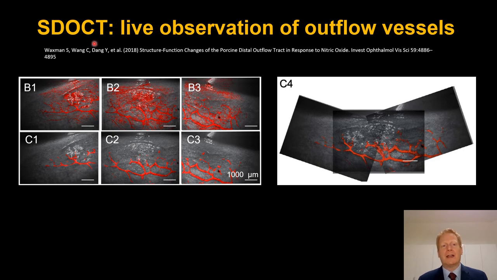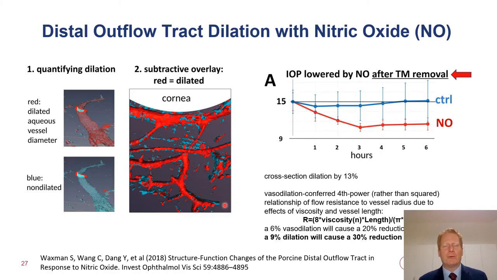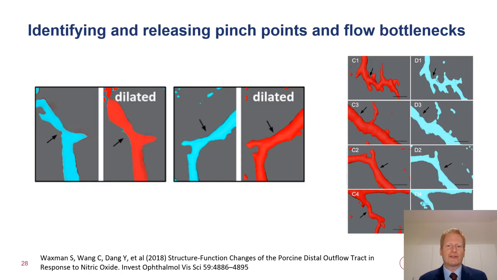We used then a research SD-OCT to observe the vessel changes in a living eye. And these are the red structures. We assembled them three-dimensionally and looked at how we could dilate them with nitric oxide, a potent vasodilator. After meshwork removal, in these porcine eyes, we saw that there is a fairly significant pressure drop, although the meshwork is removed. This means that these distal outflow structures do provide an outflow resistance and do enable an additional pressure drop.